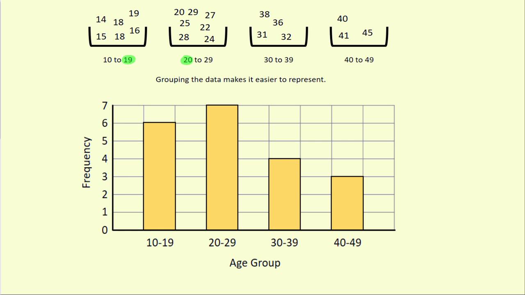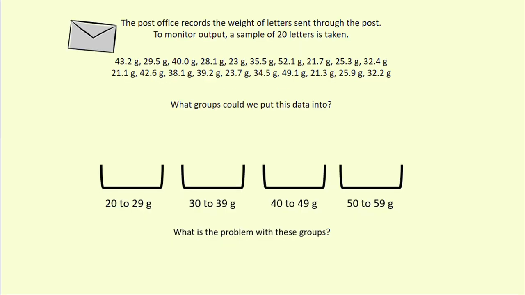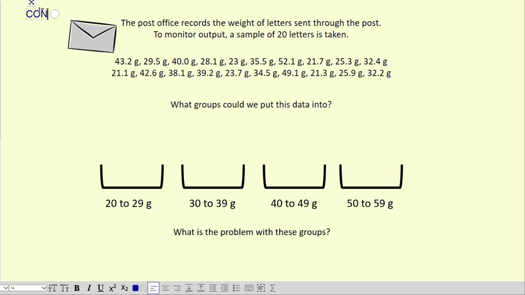Now, when we're moving on to grouped data for continuous data, let's just put a title there of continuous. So the other one was discrete data, and for discrete data you want the gaps in the bars. We're now on to continuous data.